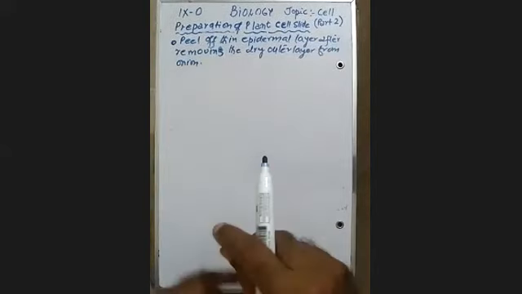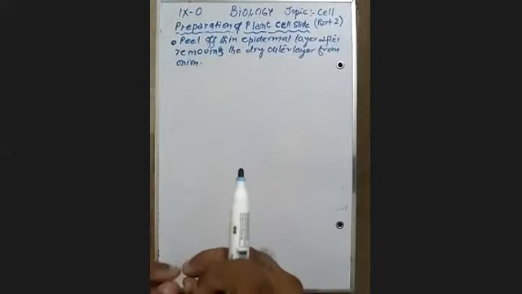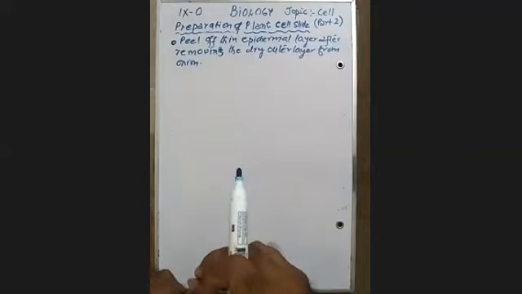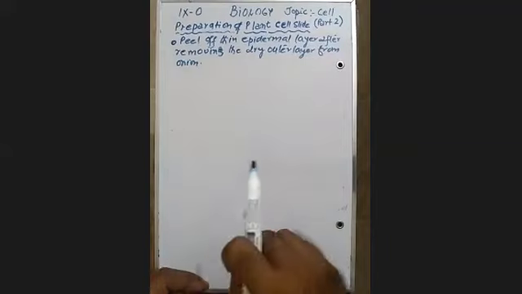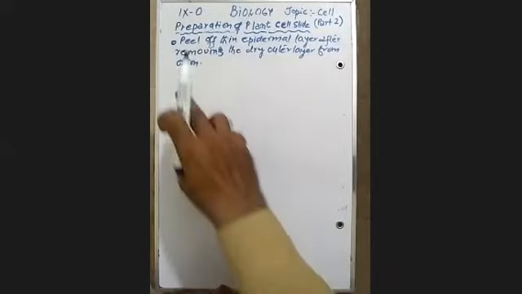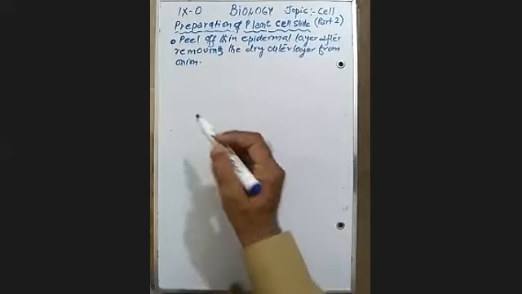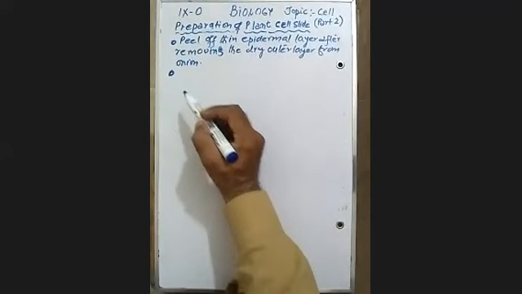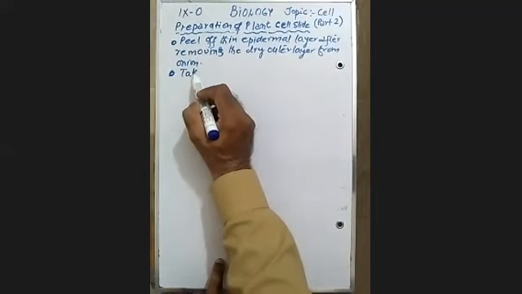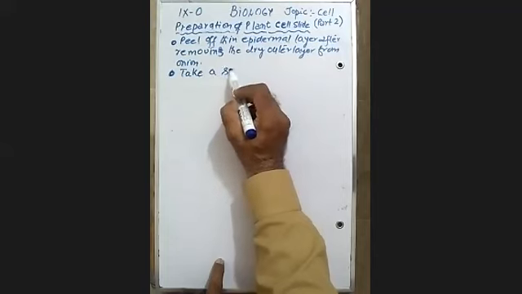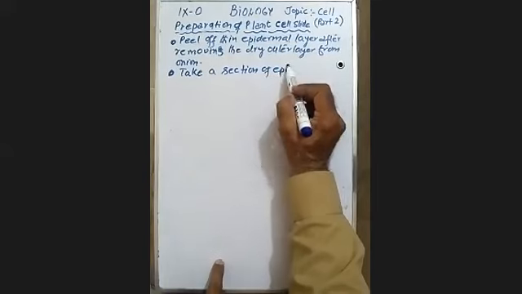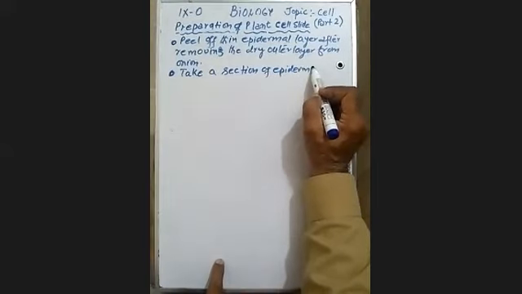Is it clear? First, you remove the dry, brown-colored covering of the onion. You take the onion, remove the outer dry scaly leaves. Then inside there will be a fleshy layer. Above the fleshy layer is a thin layer of epidermal cells. So you peel off one layer of epidermal cells. Then number two, you take a small section of the epidermal layer.